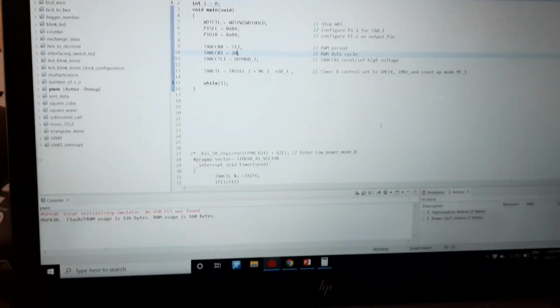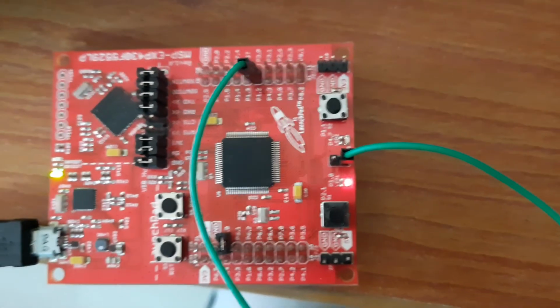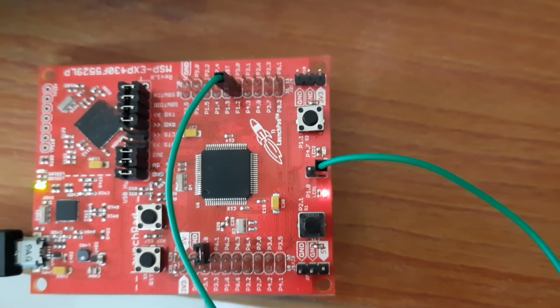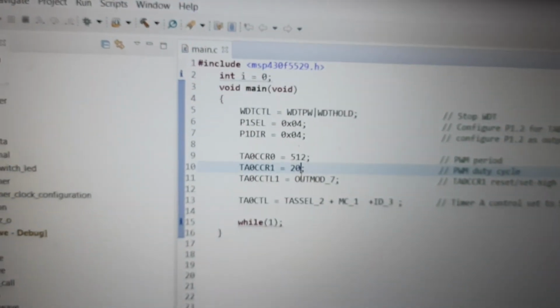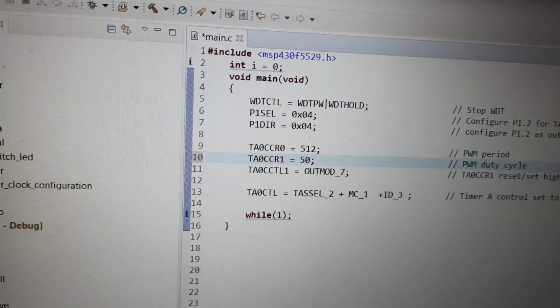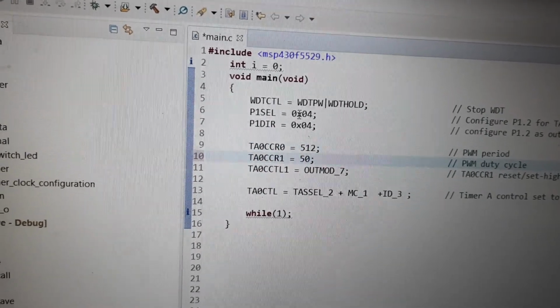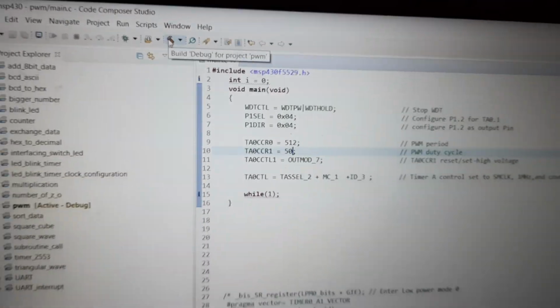Now the program got downloaded, so if I come back to the board, you can see the LED glowing at a lesser intensity. Suppose I go to the program again and change that to, say, 50. The on time is 50. If I vary the on time, I'm varying the duty cycle. So build it and download again.